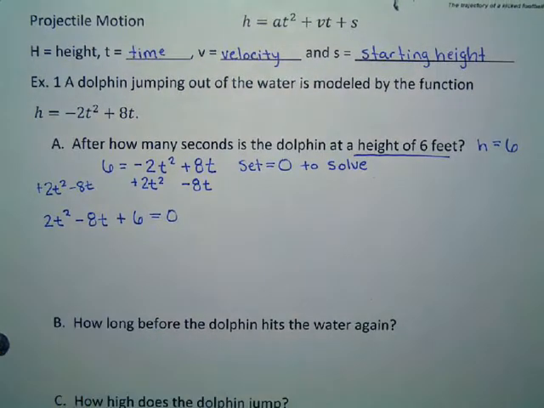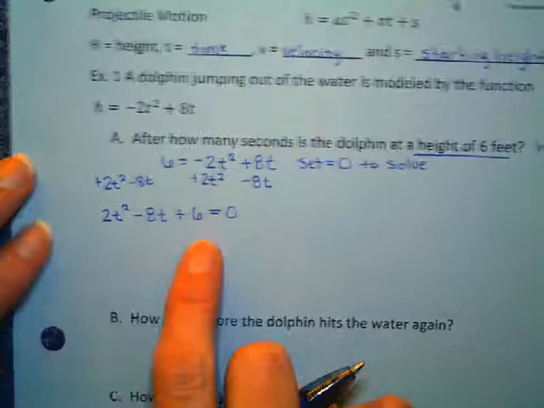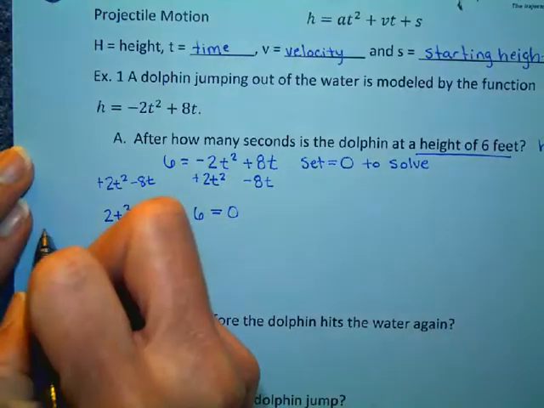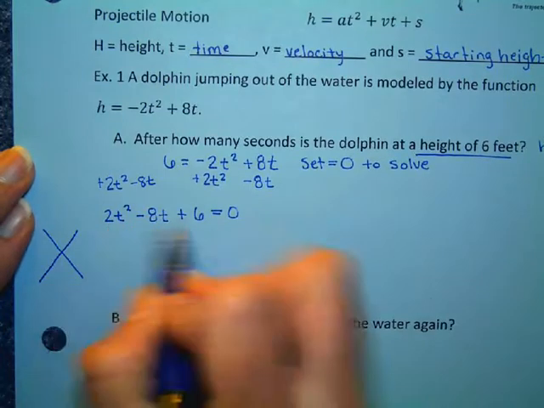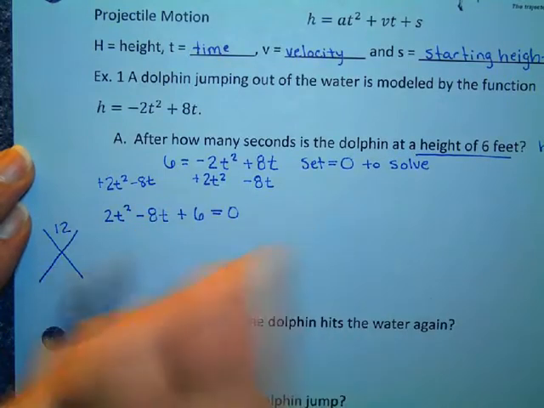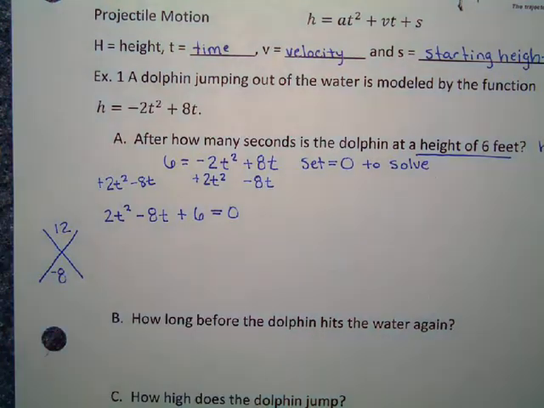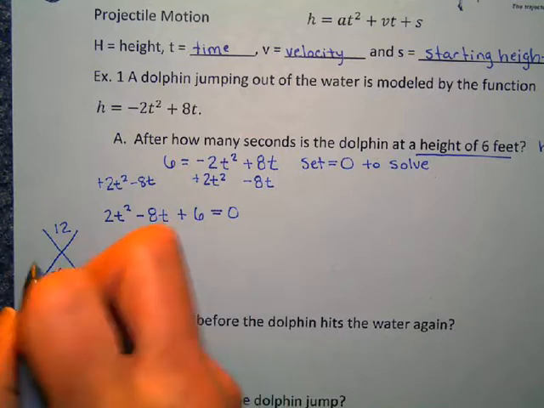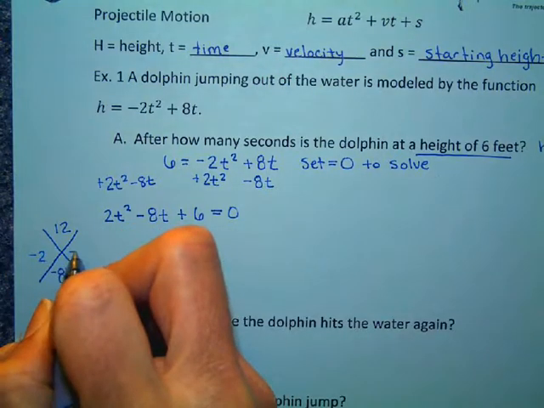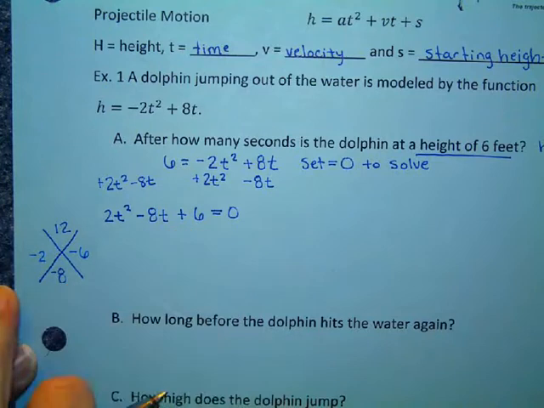If I looked at this problem, most people would probably see this and use the X method. So let's say I just look at that and I start the X method process. 2 times 6 is 12. The middle number, or the B term, was 8. I need the factors of 12 that add up to 8. So we could list out the factors of 12: 1 times 12, 2 times 6, 3 times 4. And I'm going to use -2 and -6. They multiply to give me a positive 12 and add up to -8.